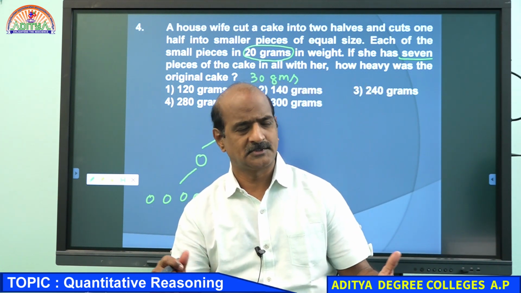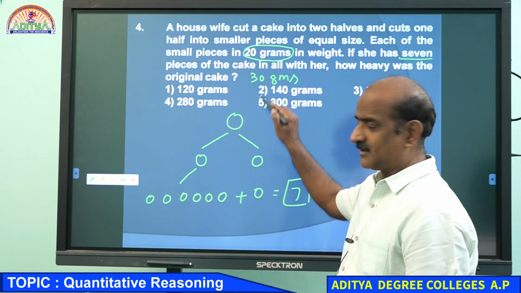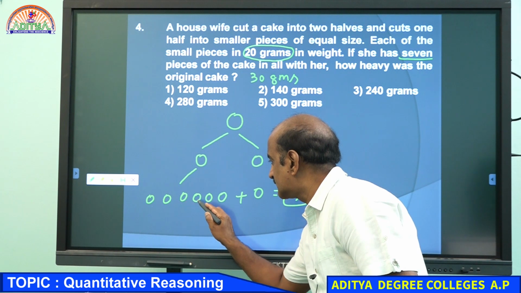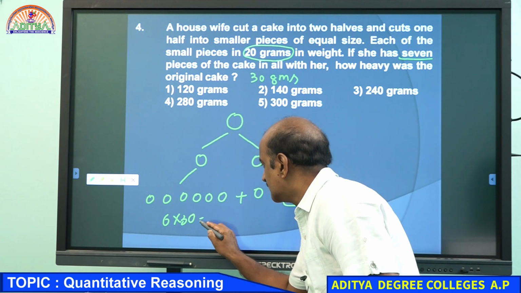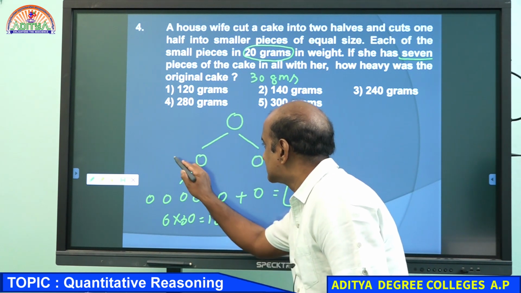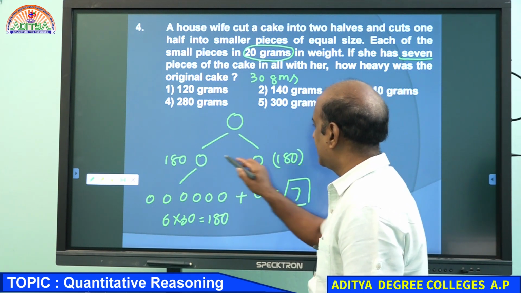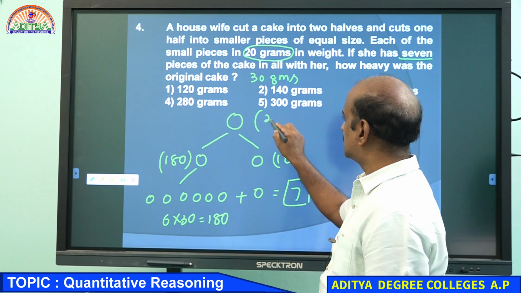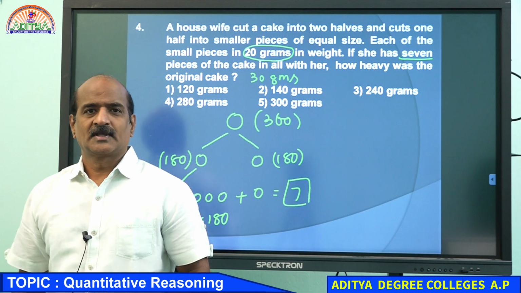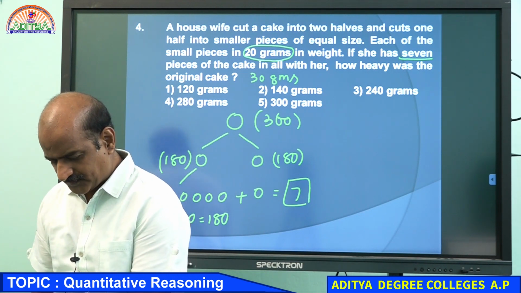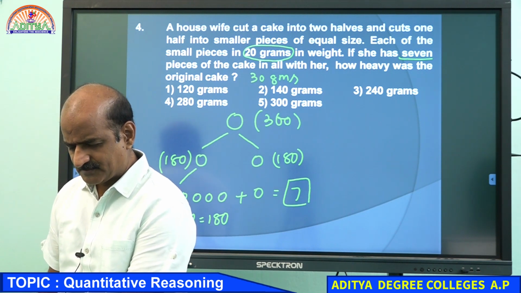We are all done. There is no confusion. And another point is the weight of the smaller piece is 30 grams. 6 into 30. Come on, students. 6 into 30 is 180. If this is 180, man, this is also 180. 180, therefore the original cake should have been 360. I hope you understand this. So, the original cake should have been 360.